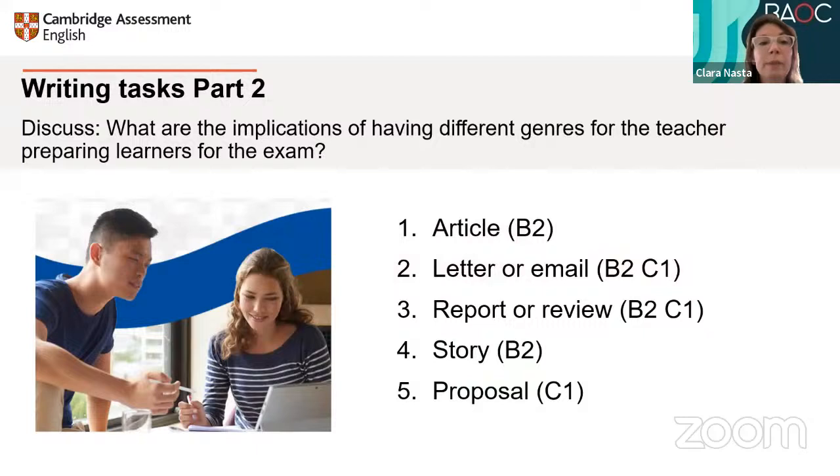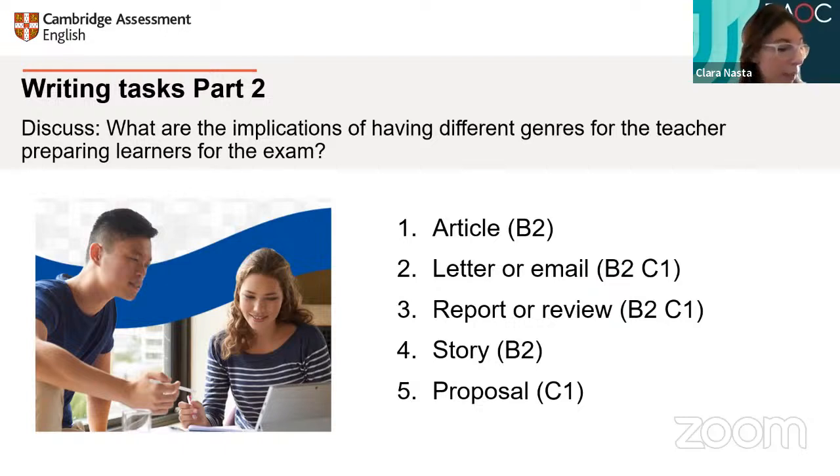Okay, and then in part 2 of B2 and C1, here I have put both levels together because they share some genres. These are the main types of writing that they are asked to produce. In B2, one of the options is the article. As I mention these options, I'd like you to think what an article is and how it compares with an essay. What similarities and differences are there between an essay and an article?